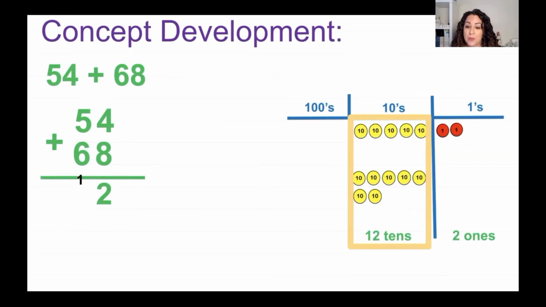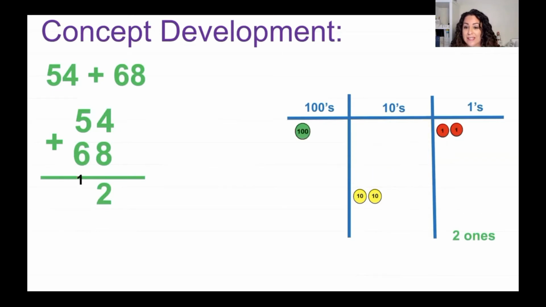So we're going to make a new bundle and it's going to go right there in the hundreds. So let's do that. And we have our new 100. So what do we have left? I have 2 tens left and then I have 100 left. So how would I write that?